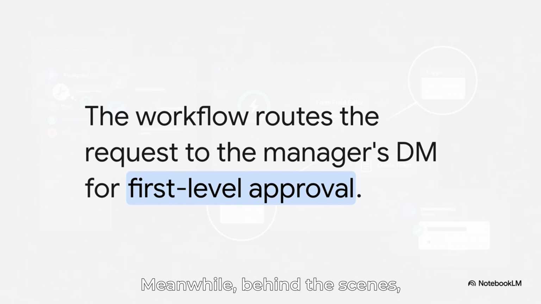Meanwhile, behind the scenes, our automation is going to work. Because the engineer specifically selected production server, the workflow logic evaluates that and routes the request directly to the manager's direct message for Layer 1 approval. This means the general IT queue isn't getting clogged up with an unapproved request, and the manager gets a private, direct alert with all the necessary context cleanly formatted right there in their DMs.